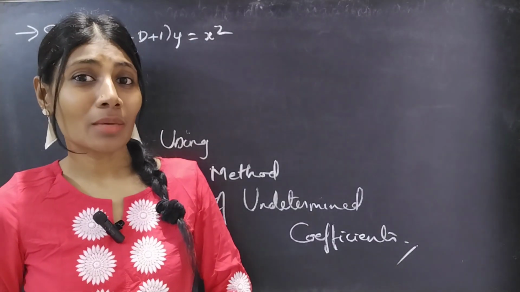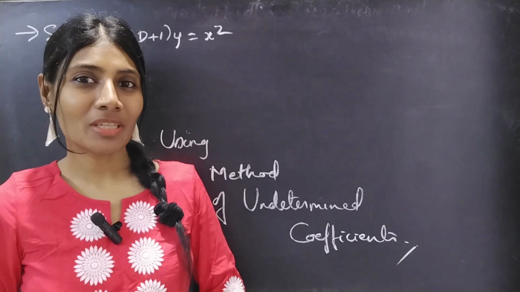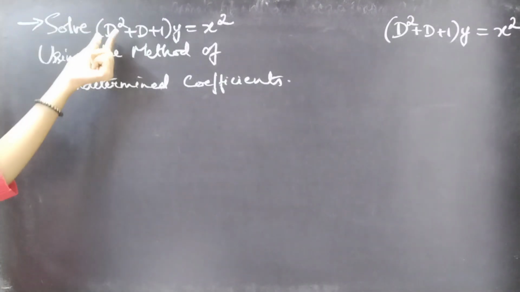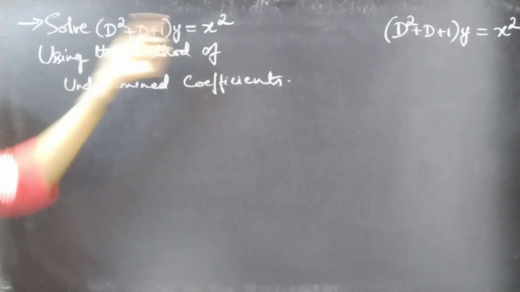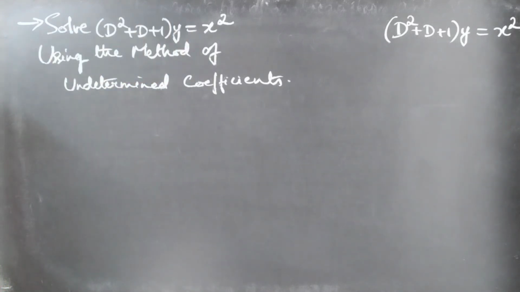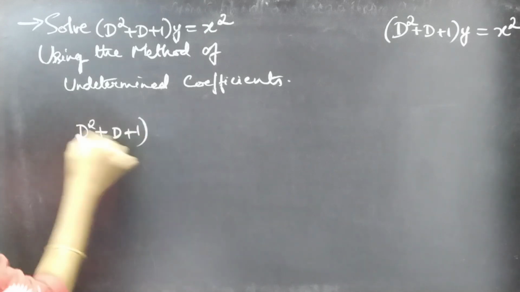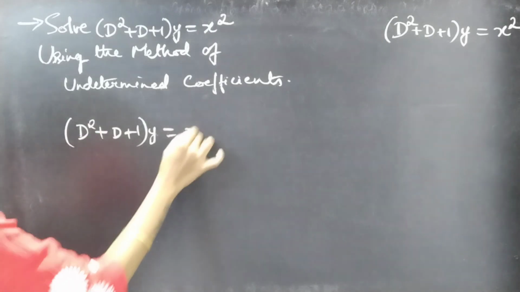In this video, we're going to see a problem using the method of undetermined coefficients. So let's get going. Solve (D² + D + 1) y = x² using the method of undetermined coefficients. So we are given a differential equation (D² + D + 1) y = x², right?